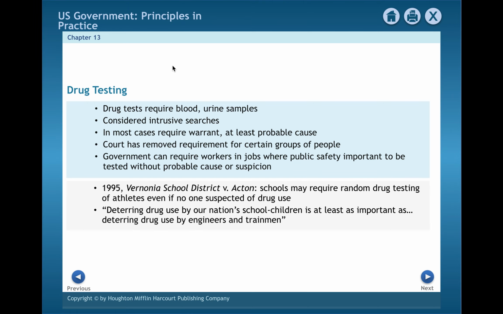Additionally, this has been expanded when it comes to students. The court has expanded the special needs test to public schools. Schools may require random drug testing of athletes, even if no one is suspected of drug use, because they feel that it is in society's best interest to deter drug use of the nation's school children, right?